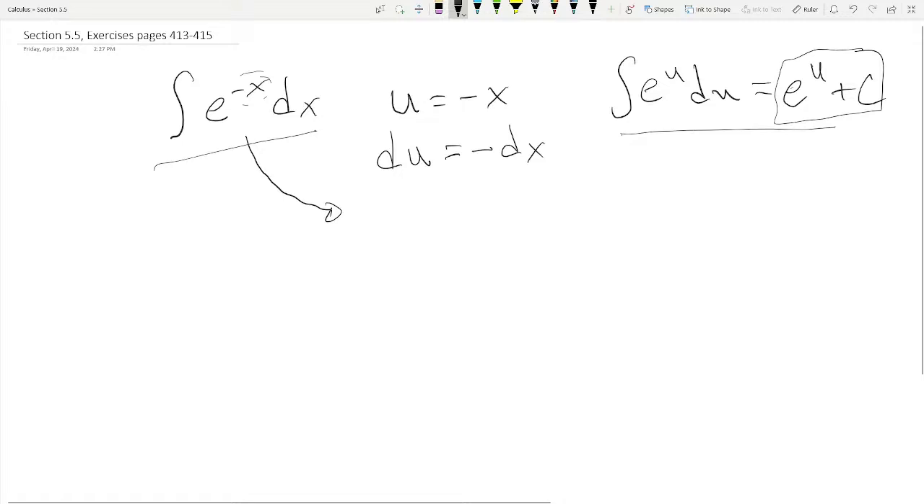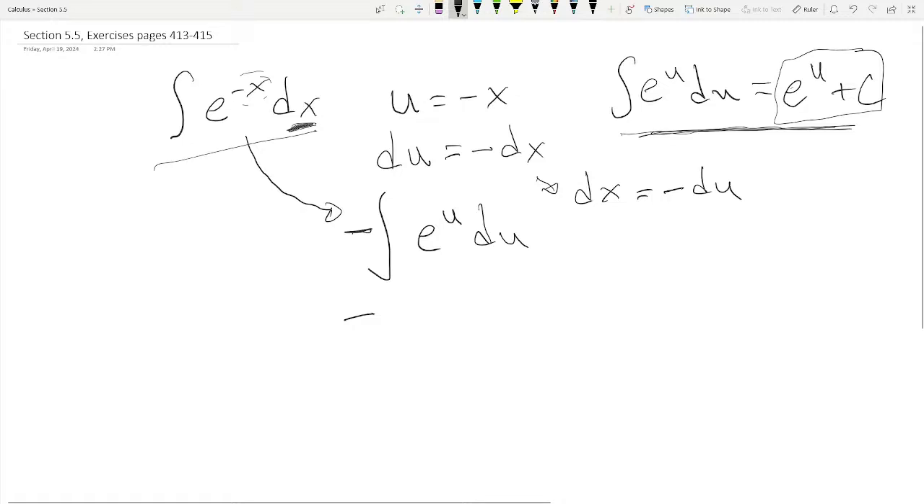We've said that u is negative x, so the e to the negative x part becomes e to the u. And then for dx, we have to find out what that is in terms of u. We solve here, and this tells us that dx is equal to negative du. So when I substitute the dx in, I get negative du. What we do typically is put the negative out in front and put the du inside the integral. Now what we've got here is a negative version of the integral that I'm so good at. So the answer would be negative e to the u plus c.